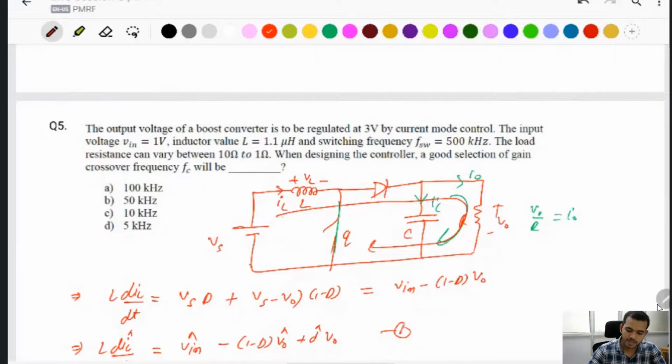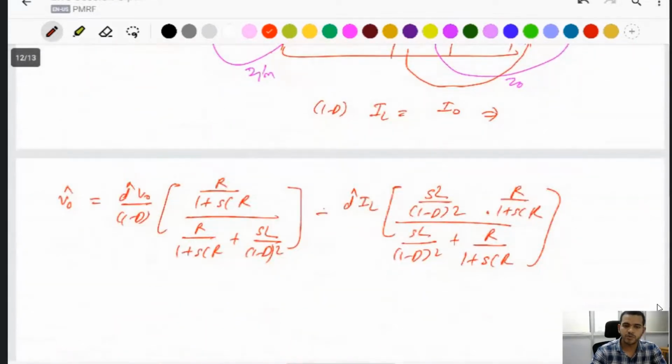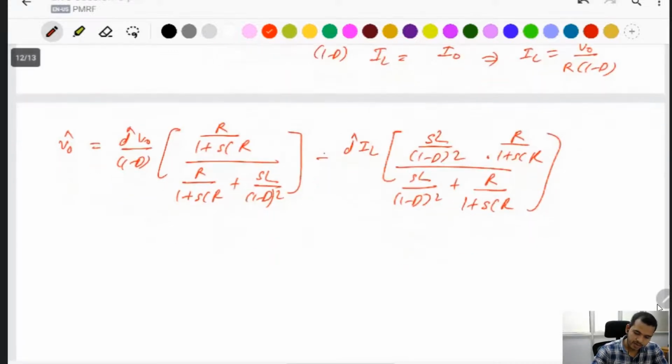Then we find 1 minus d times, when the switch is off, the total IL flowing to the output. That's mine. IL is equal to V naught divided by R, the output, over 1 minus d. Take V naught by 1 minus d as common, and d cap also common.